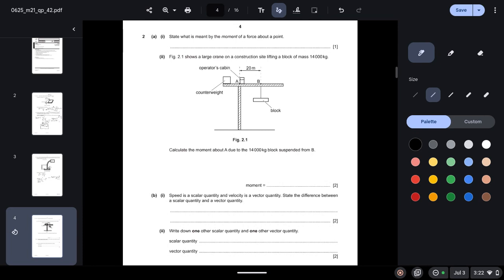Question 2. State what is meant by the moment of a force about a point. So the moment of the force is the turning effect with respect to that point. Turning effect about that point.